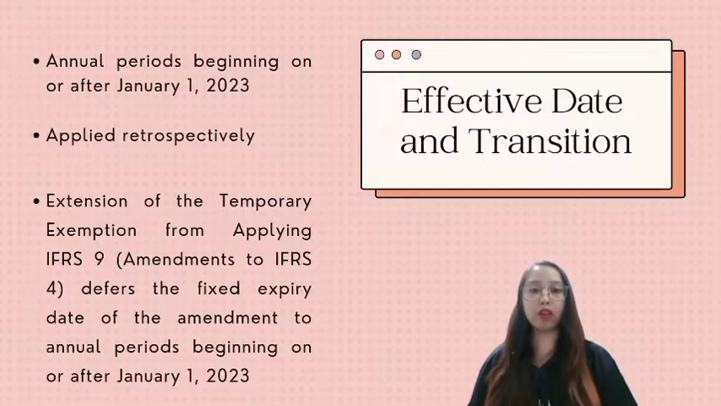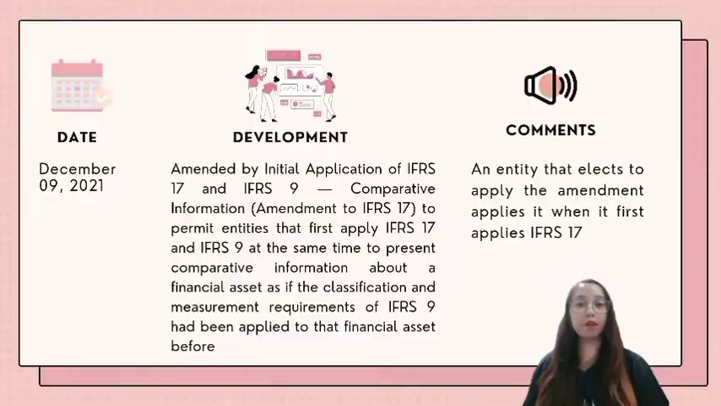So the amendments to IFRS 17, they are effective po for annual periods beginning on or after January 1, 2023, with earlier application permitted, and they are applied po retrospectively. And yung extension po of the temporary exemption from applying IFRS 9 amendments to IFRS 4, dinefer naman po nito yung expiry date ng amendment to annual periods beginning on or after January 1, 2023. So, yung pangalawang amendment regarding sa IFRS 17 was dated December 9, 2021.